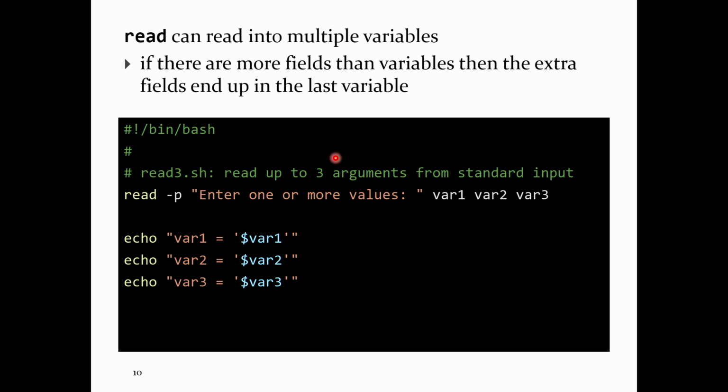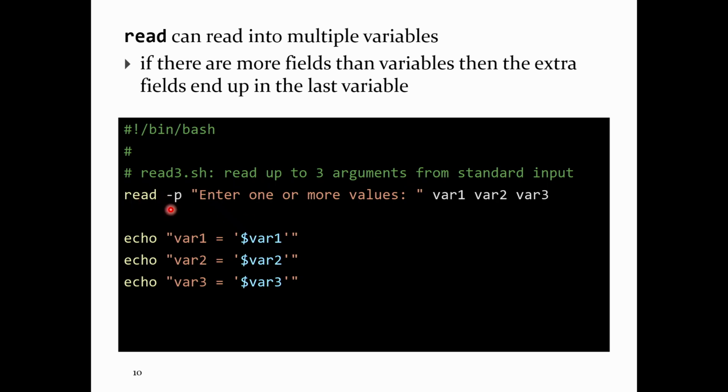Right? Now read will read into multiple variables, as many variables as you want. Read will read into those variables. Here it's called read3. This will read up to 3 arguments from standard input. That's not quite true. It will read more. But you'll see what it does with the extras in a second.